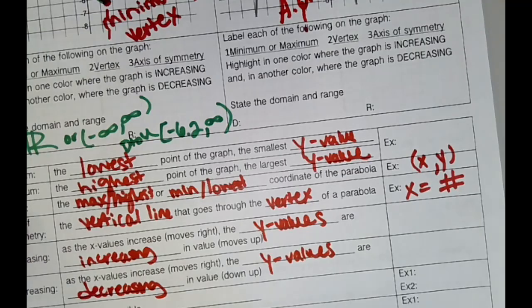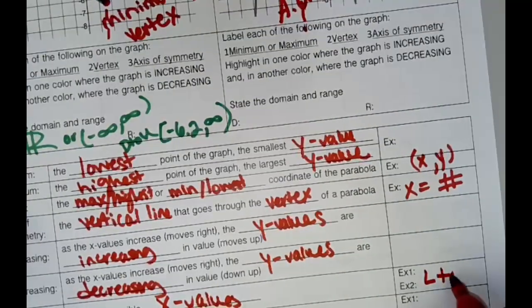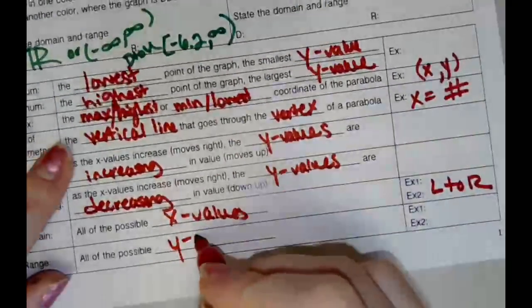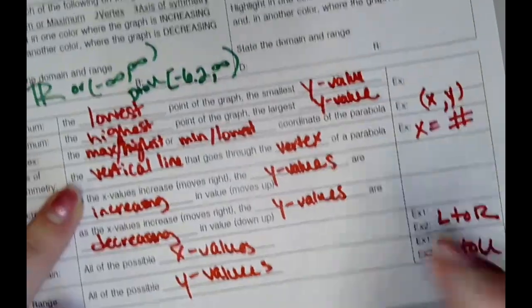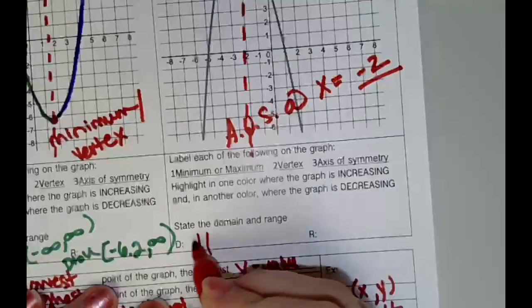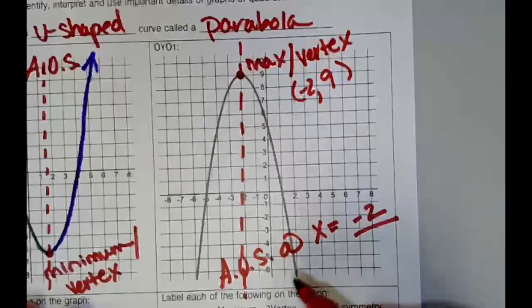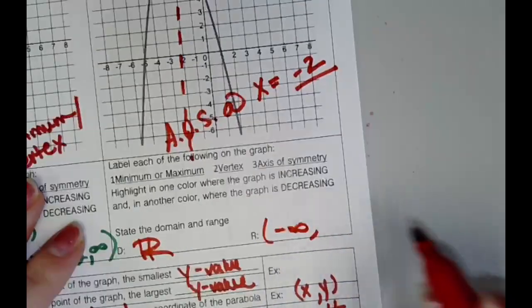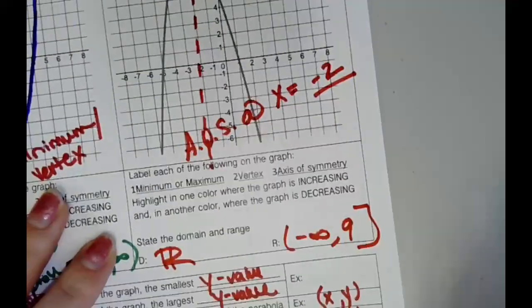Domain, all of the possible x values, I want you to say left to right. Range is all of the possible y values. I want you to make a note down to up. So we already did domain and range here. Here, we did say domain is always going to be all real numbers for parabolas because of that U-shaped curve. Now this one, the range, down to up. It's going down forever, so that would be -infinity with the parentheses first. Up, the highest it ever goes is 9 with a bracket because it's included.